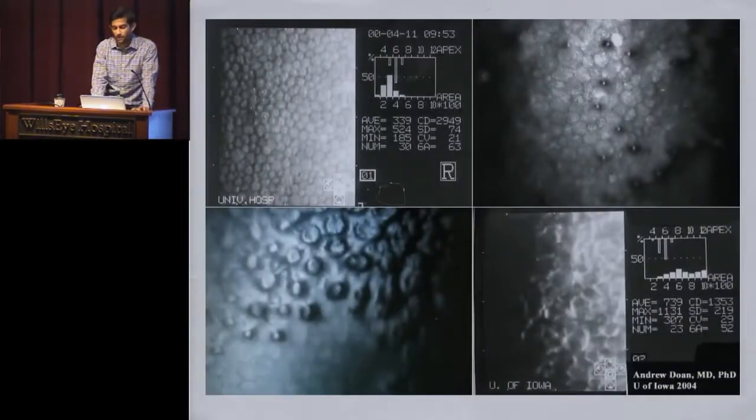So here's a little specular. Sorry, top left is normal, all right? So the little cells look like hexagons. They're about the same size. They're about the same shape. That's probably what our speculars look like if we did it on us. Our cell counts are probably 2,600 to 3,000. Okay, that's pretty normal. Top right, what do you guys think that is?